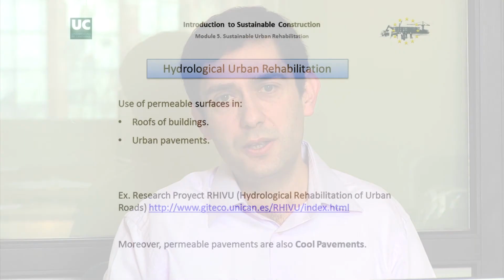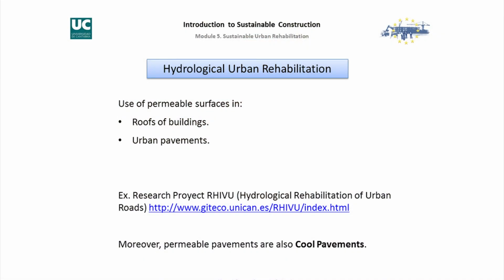Finally, I would like to finish with this conclusion. The urban regeneration is not complete without a hydrological urban rehabilitation. We have to take advantage of the maintenance, the conservation, the different construction actions that we will put in practice in the city center in order to change the hydrological model, in order to improve the urban water cycle. And we can do this mainly using permeable surfaces, not only in the pavements, but also in the roofs of the buildings.